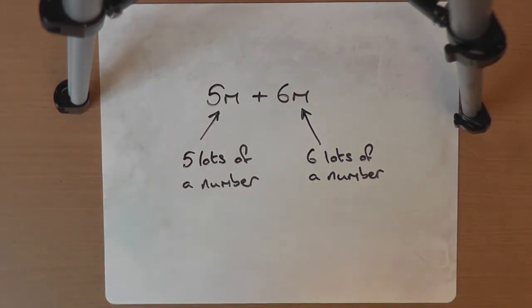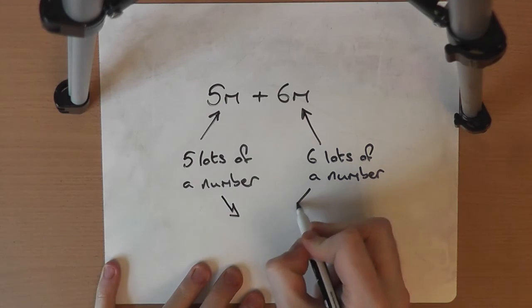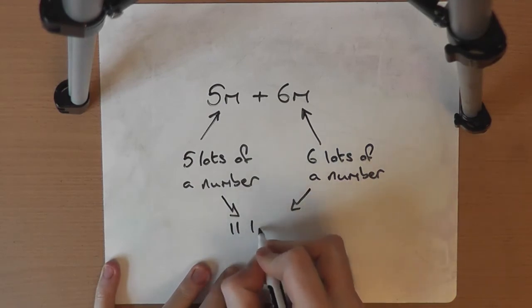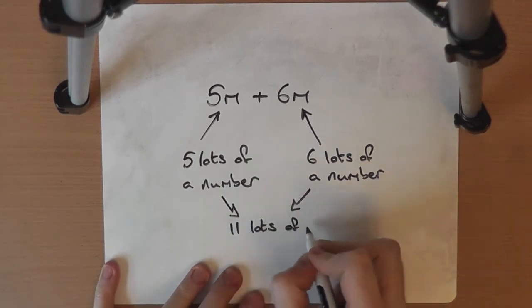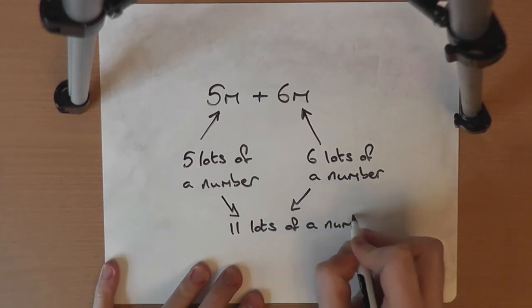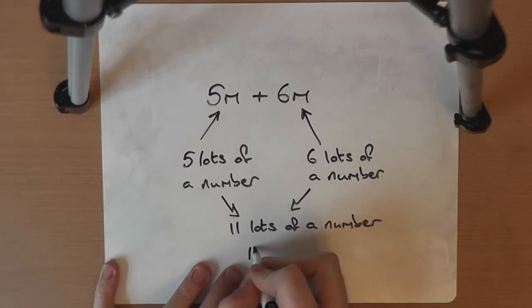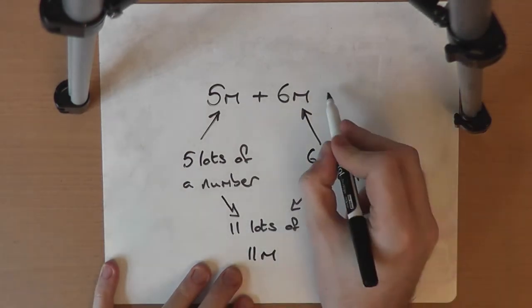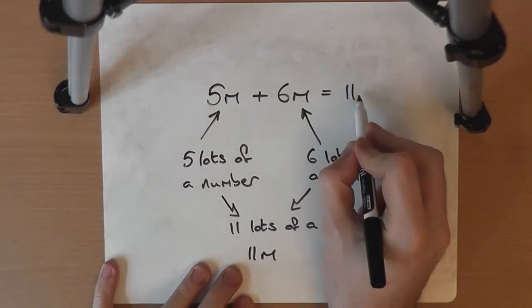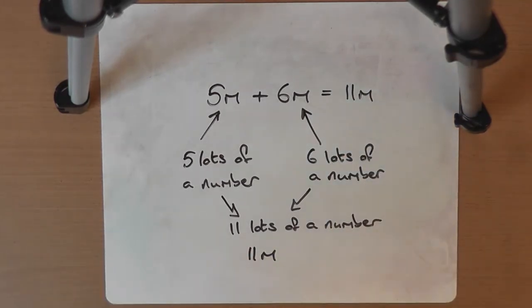If we have 5 lots of a particular number and 6 lots of the same number, then surely what that gives us is 11 lots of the number. The number is m, of course. M is code for that particular number. So all we have is 11m. And 5m plus 6m would simplify to 11m. And what have we done? We've simply added together the numbers. 5 plus 6 is 11 lots overall.